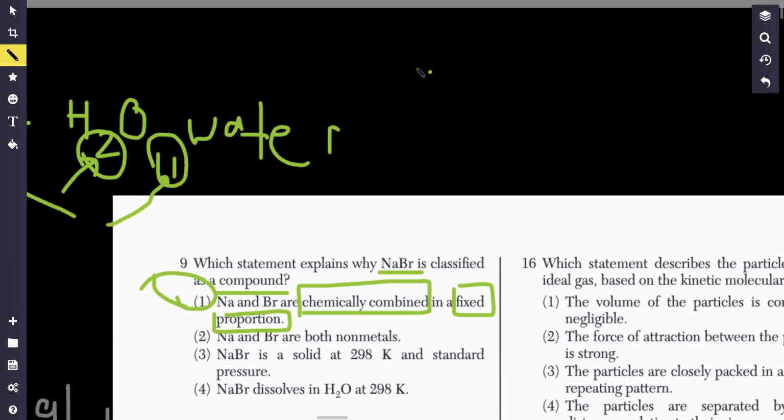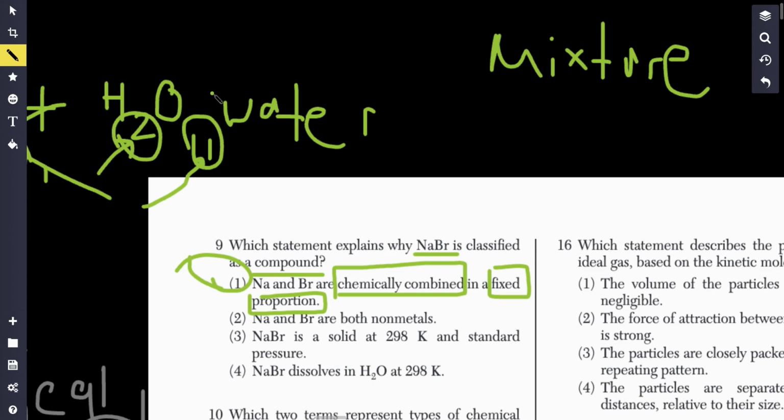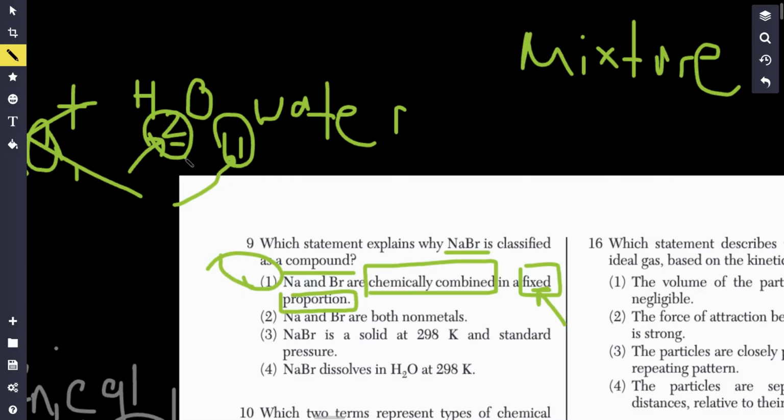Not just physically mixed. Like if I mixed water and, let's say, salt together, that's not a compound. That's something known as a mixture because you're just physically mixing them together. But for compounds, it's chemically combined by chemical bonds, and it's in a fixed proportion, meaning that it's 2 parts hydrogen, 1 part oxygen.